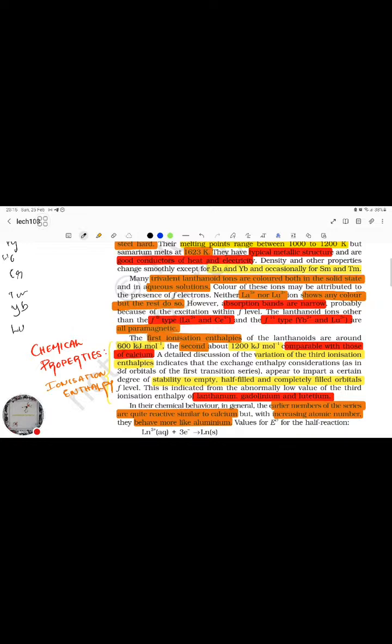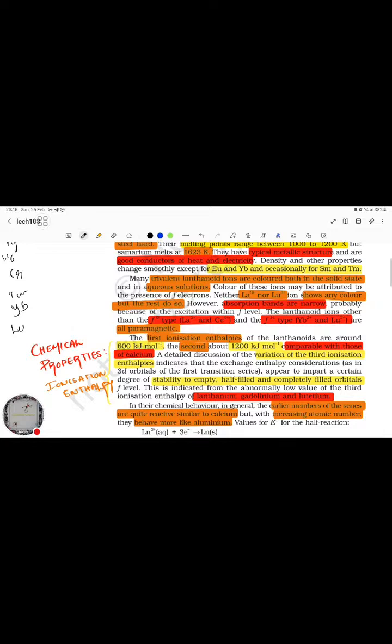However, absorption bands are narrow, probably because of the excitation within the f level. What they are trying to say is that because the excitation occurs within the f level, there is no scope for further absorption occurring. It is due to that particular factor that the absorption bands are narrow.